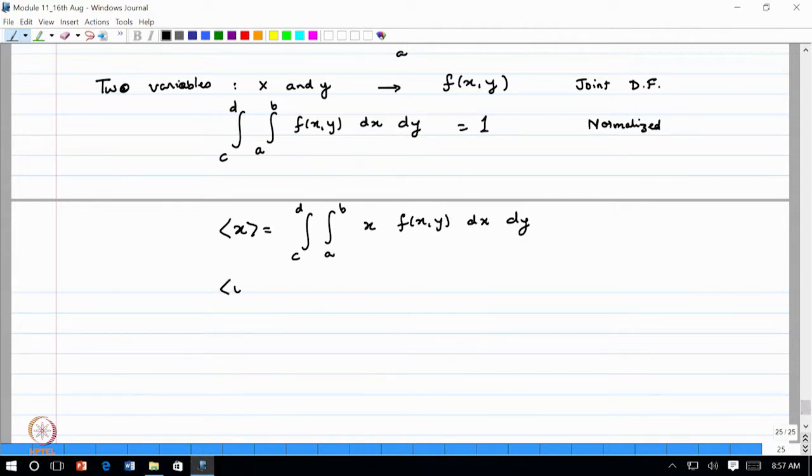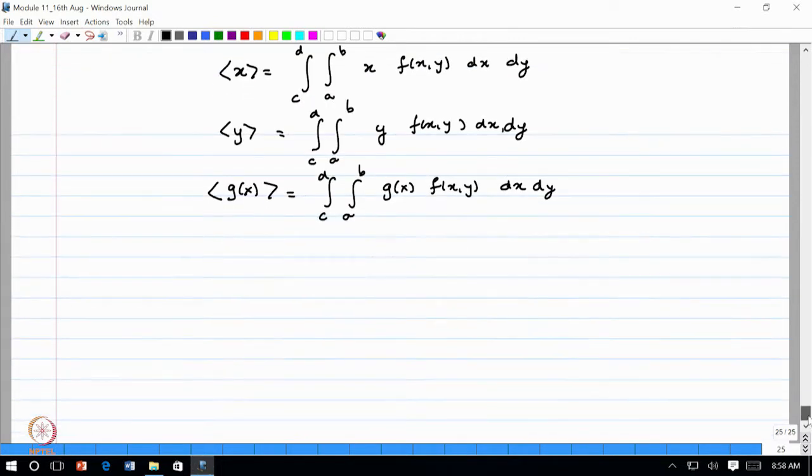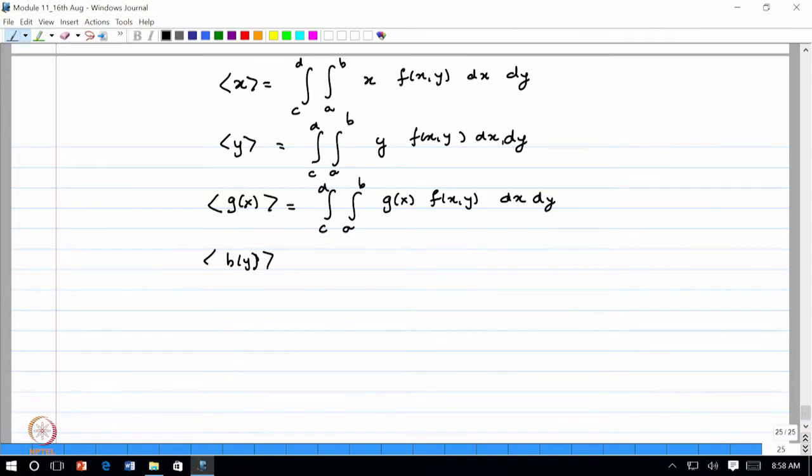Similarly, I can write average value of y as integral c to d integral a to b y f of x y dx dy, and I can also write average value of any function. So, g of x is equal to integral c to d integral a to b g of x f of x y dx dy. Similarly, I can write any function h of y, I can write its average as integral c to d integral a to b h of y f of x y dx dy.